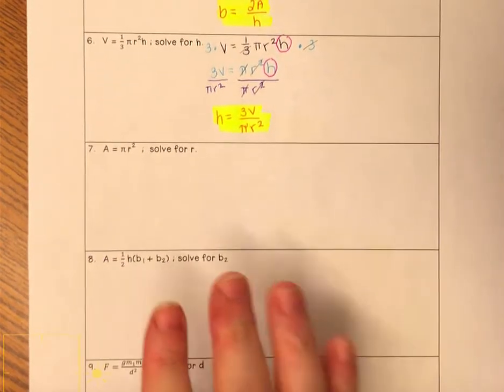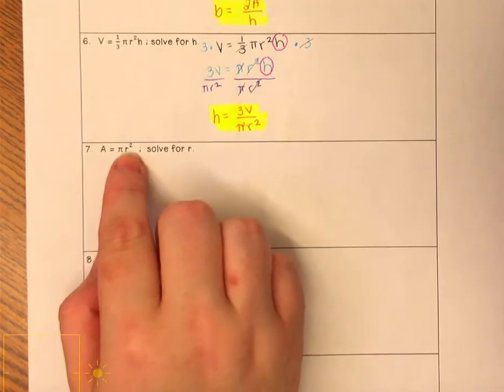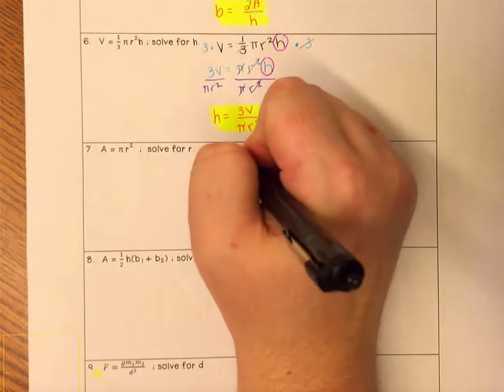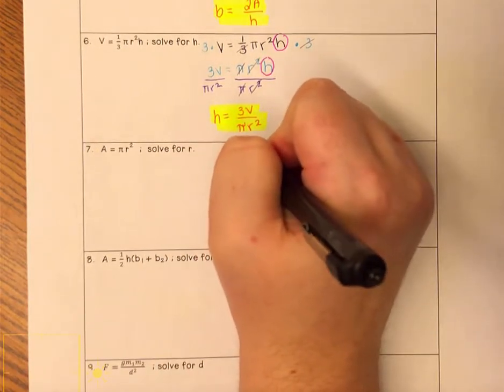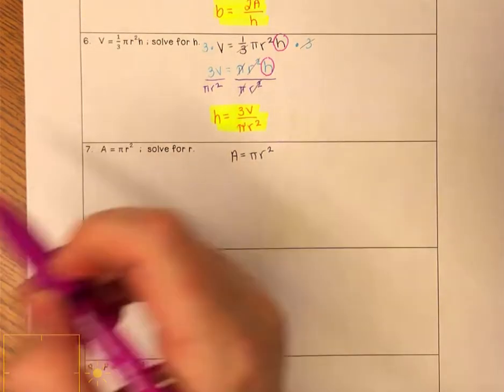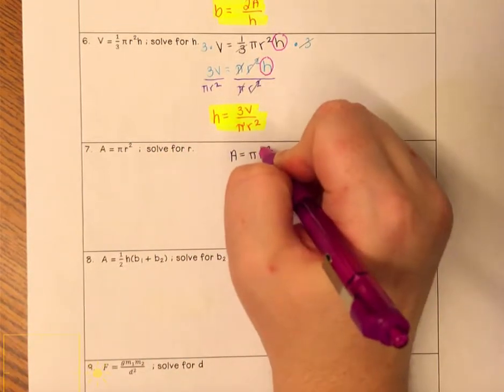This next example is A equals pi r squared. This is the area of a circle formula. We're going to solve for r. So we have A equals pi r squared. I'm going to circle the r, since we want to solve for r.